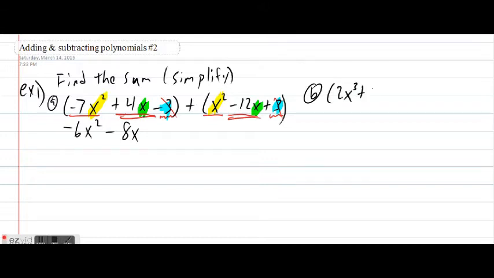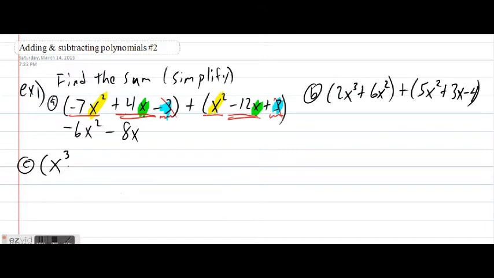Part B: 2x to the third plus 6x squared, so we have that binomial, plus 5x squared plus 3x minus 4. Alright, so you have that one. Part C. See what you guys can do with this one.